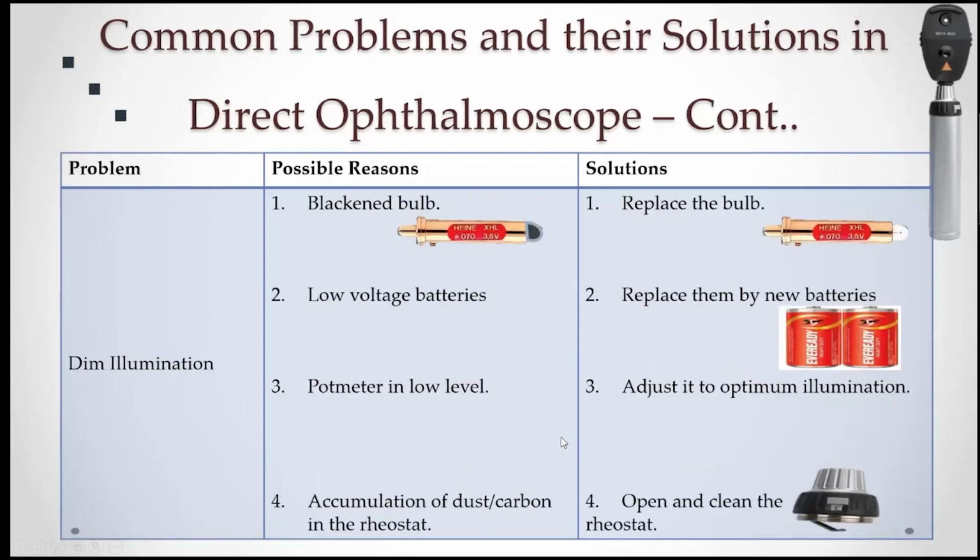And for dim illumination, you have to check whether the glass portion of the bulb is clear or not. If it is blackened, then you need to replace it with a new bulb. If there is low voltage in the batteries, then you have to replace them with new batteries. Check whether the potentiometer is at the exact level or not, and also check the rheostat.